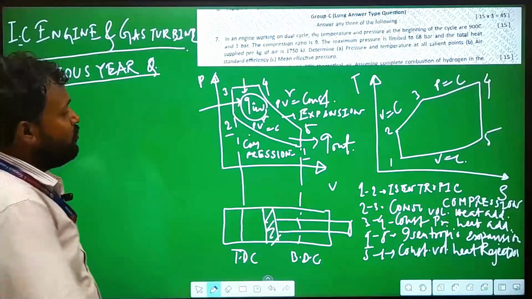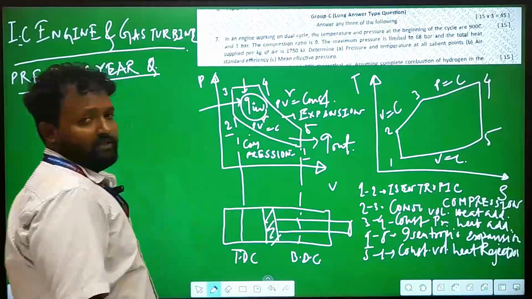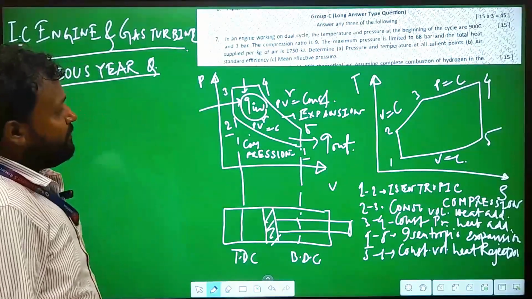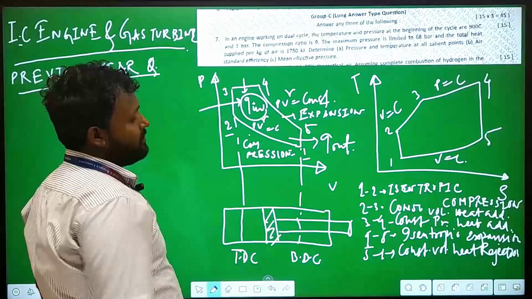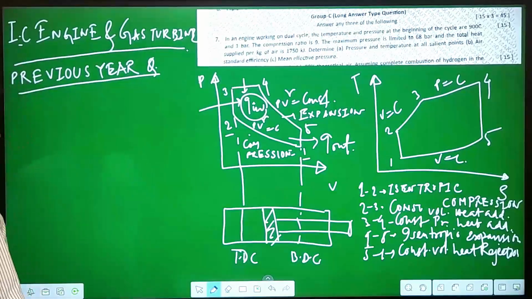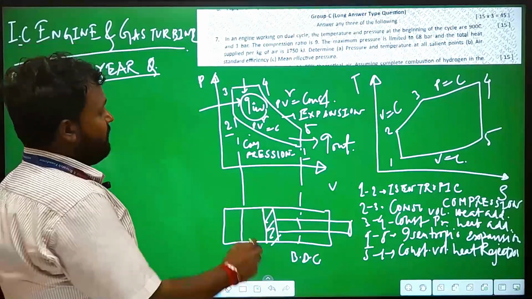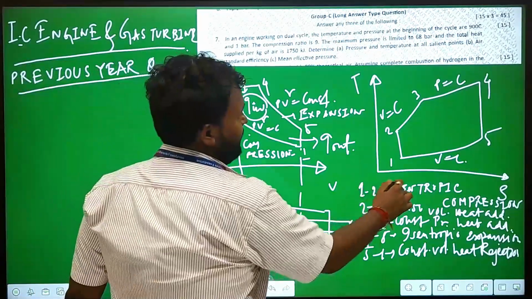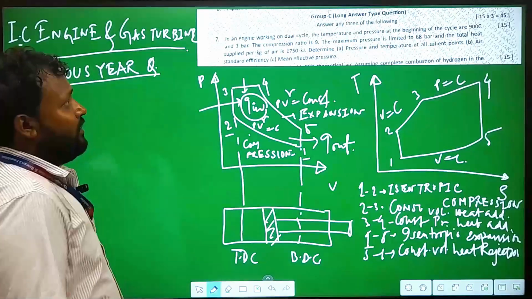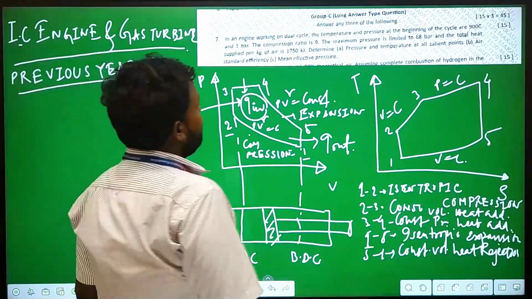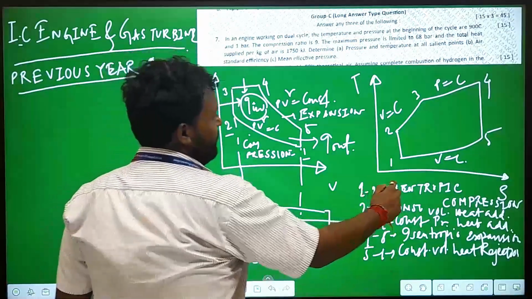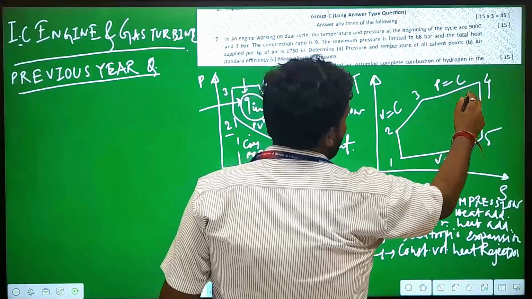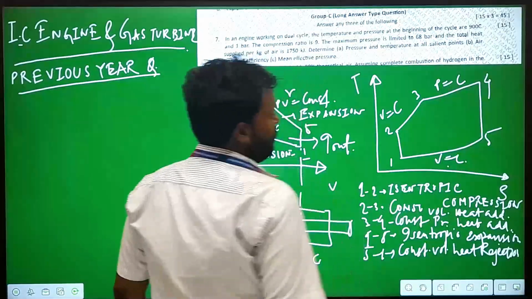Then 4 to 5 is isentropic expansion; again it is not a straight line. Then 5 to 1 is the constant volume heat rejection process. So, we have understood the scenario of the PV diagram and also the TS diagram of the dual combustion cycle. Here in the TS diagram, we can see that V is constant in 2 to 3, and in 3 to 4 the pressure is constant.